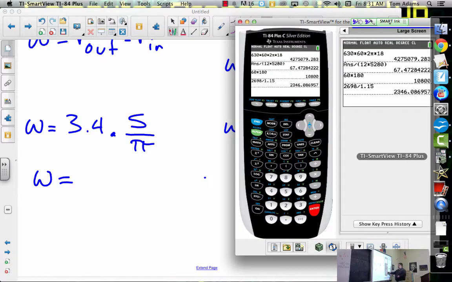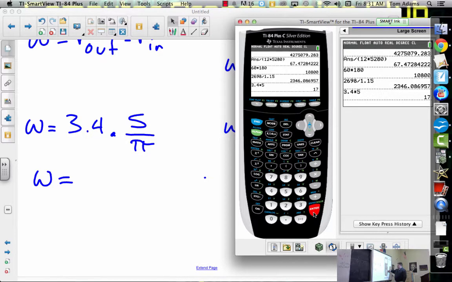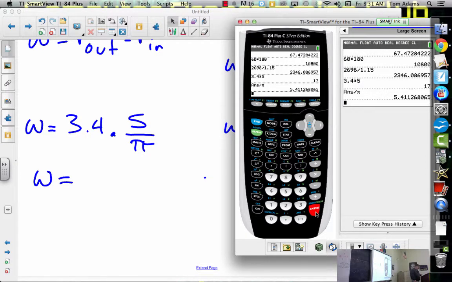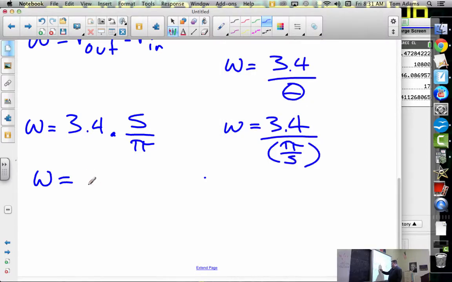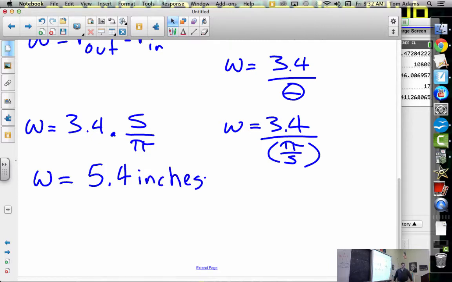Let's do that on the calculator. Was it 1.4 or 3.4? I keep saying 3.14 because pi is on my mind. But it was 3.4, right? Okay. So I have 3.4 times 5 divided by pi. I got 5.4, let's make sure that's the right answer. Yeah, 5.4 inches. So it's approximately 5.4 inches, because that was the unit that we started with. Any questions?